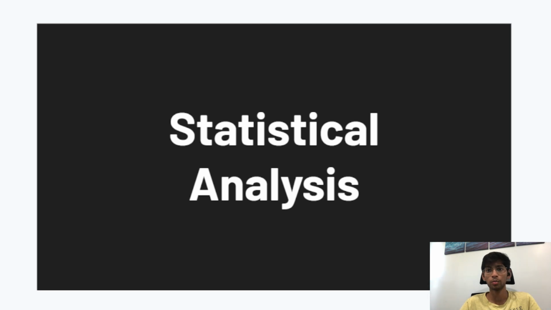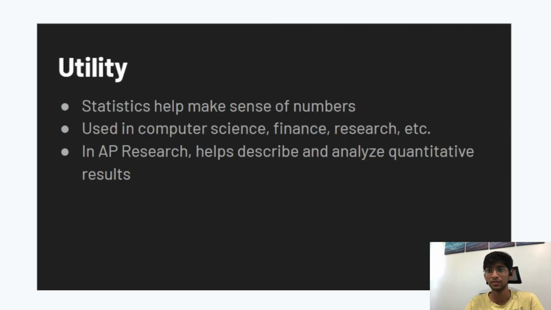Statistics are useful since they help give meaning to numbers. Whenever you have a quantitative set of data, statistics help you convey the conclusions that they suggest. Statistics are used practically everywhere, from computer science to the finance sector, and of course multidisciplinary research, making various different types of predictions. For the purposes of AP Research, statistics are going to be useful when describing and analyzing the quantitative results of your study.